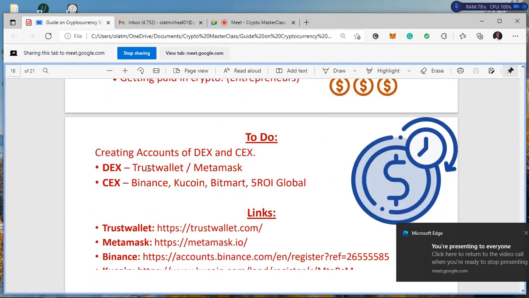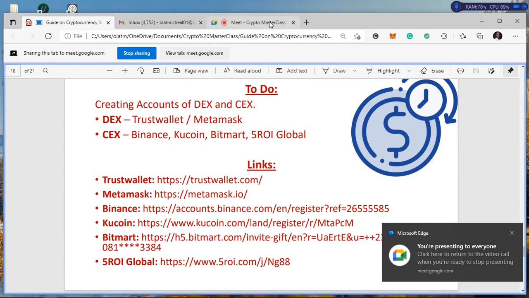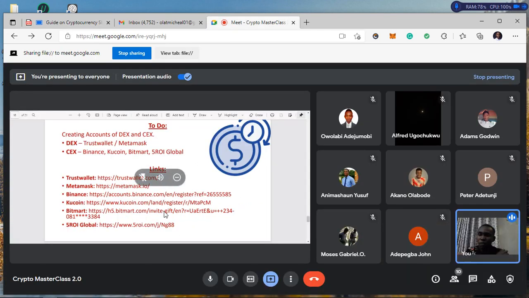And finally, we'll be creating accounts on DEX and CEX. DEX means decentralized exchange, like your Trust Wallet, your MetaMask. You should go download these wallets so that you can start getting familiar with them. You can also go to YouTube and watch how to use Trust Wallet and MetaMask, how to send and receive coins, so that when the need arises, you already know how to use it.